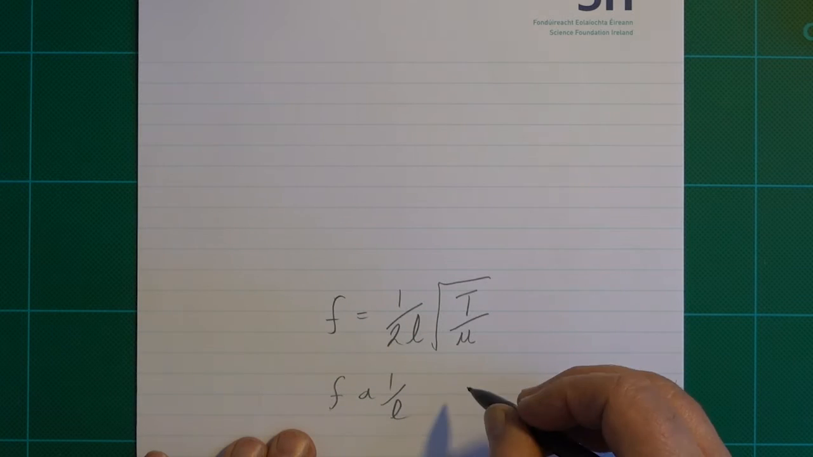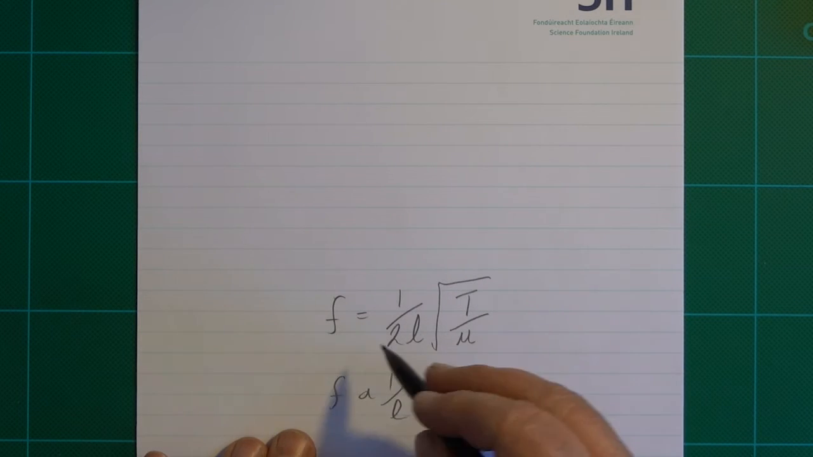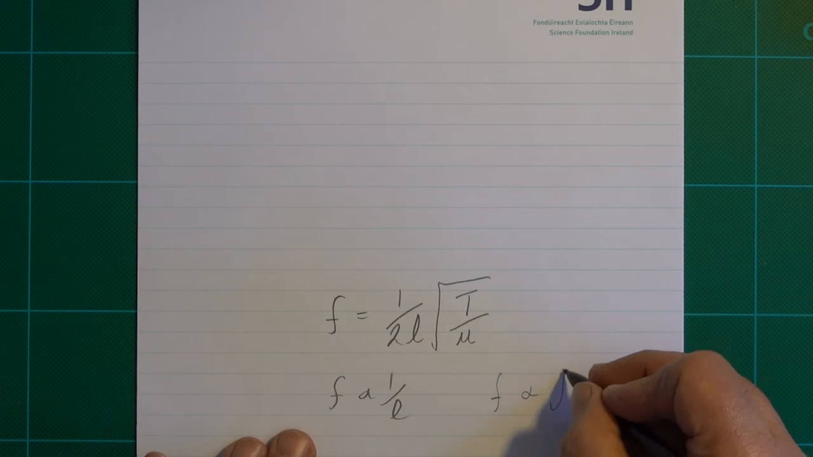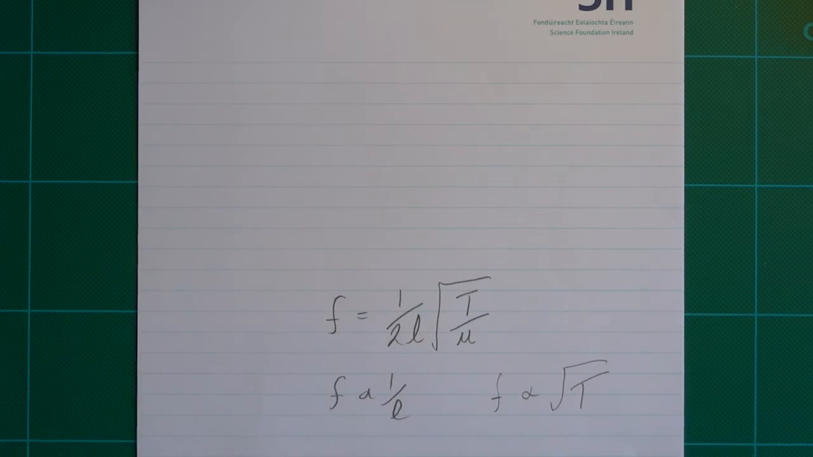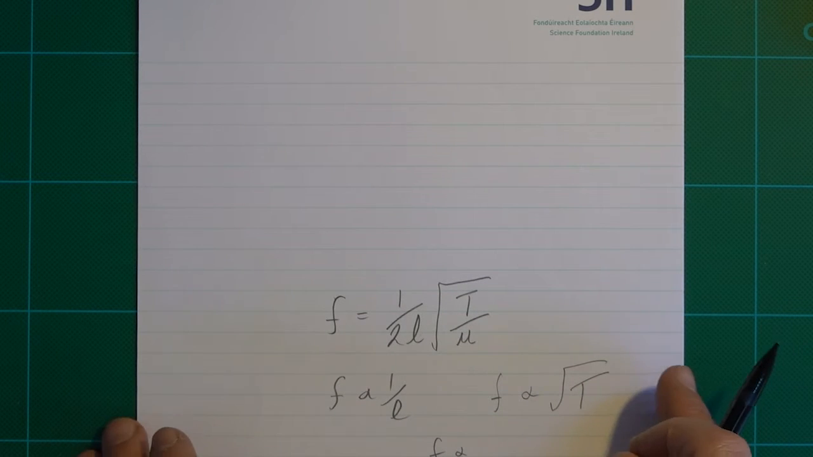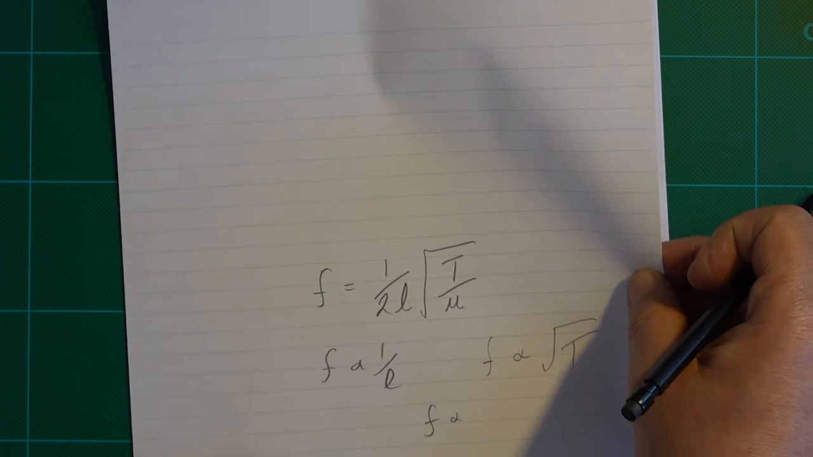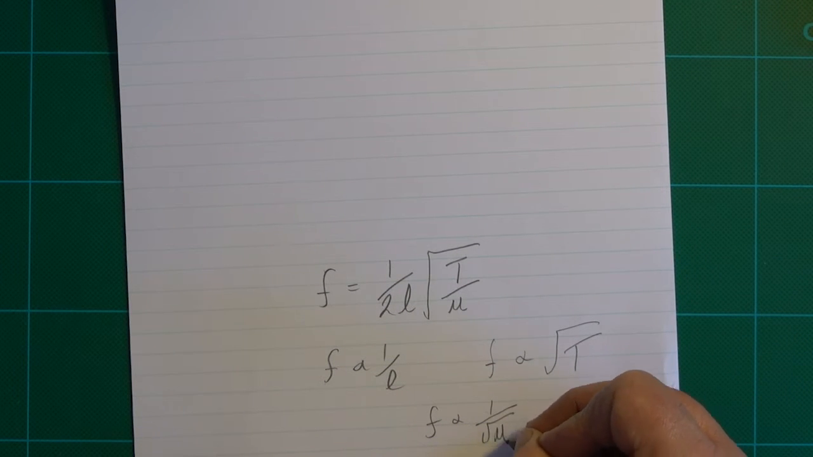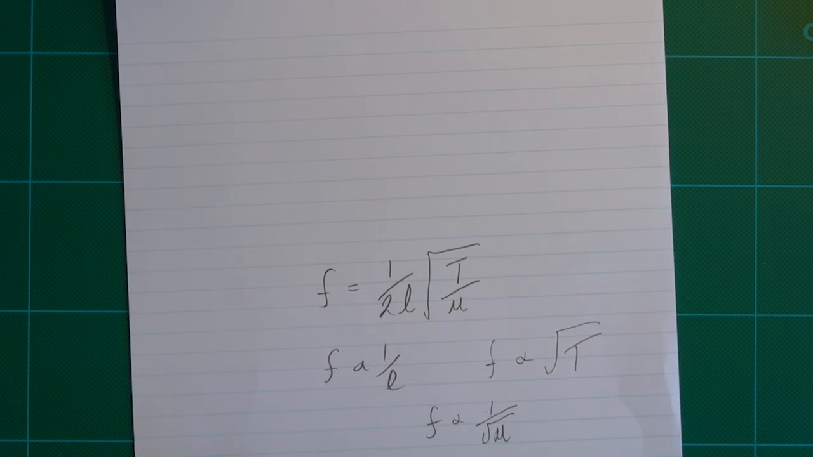We can also see how the frequency depends on tension. Well, tension is above the line, but it's inside the square root bracket. So the frequency depends on the square root of the tension. It also depends inversely on the square root of the mass per unit length, so 1 over the square root of the mass per unit length. We will be proving these two in an experiment.